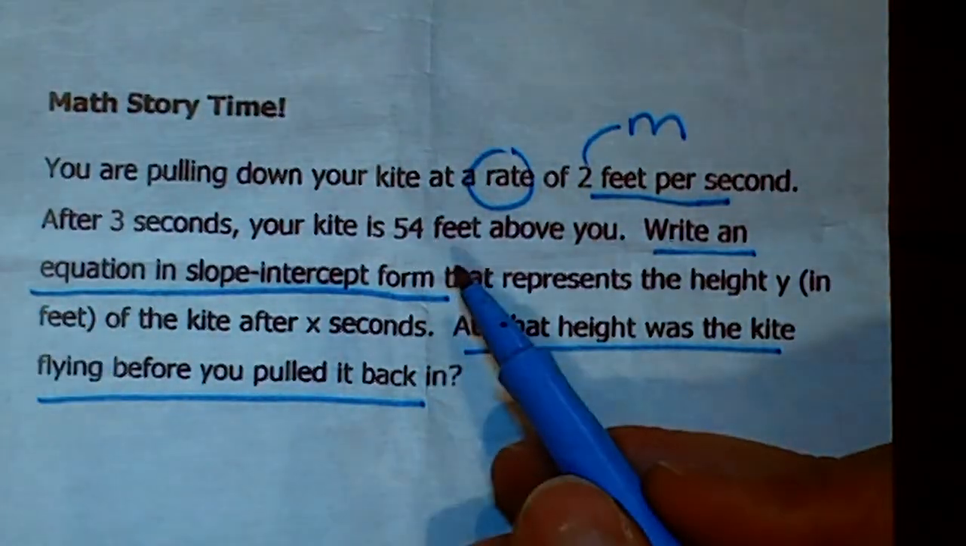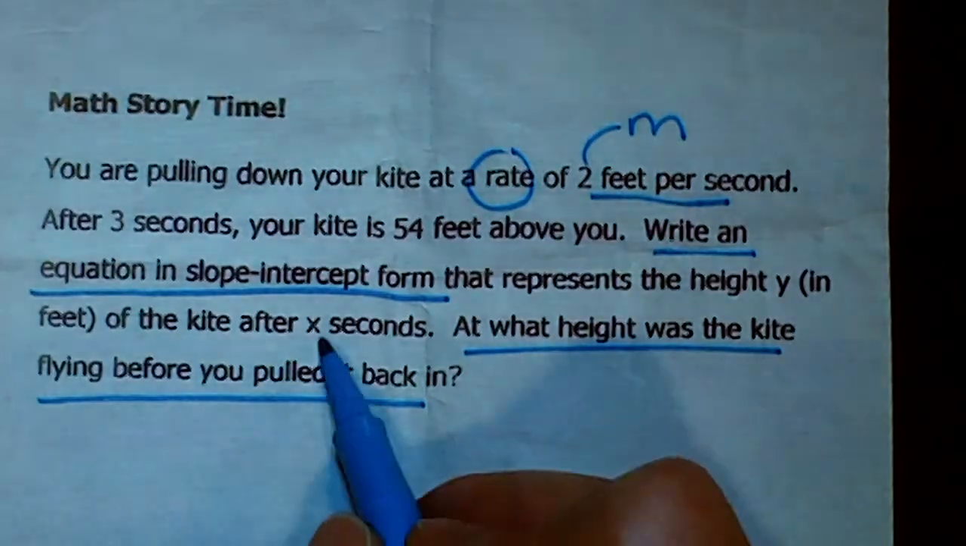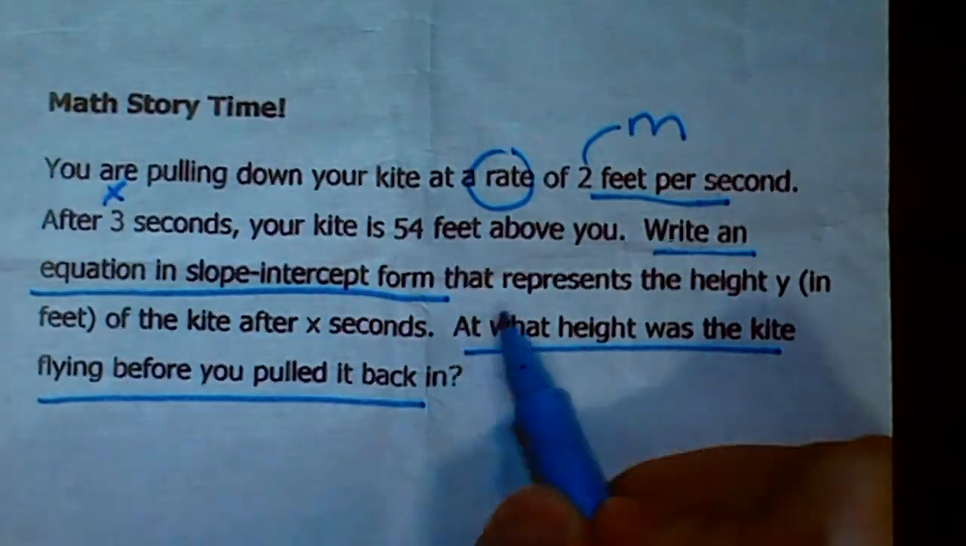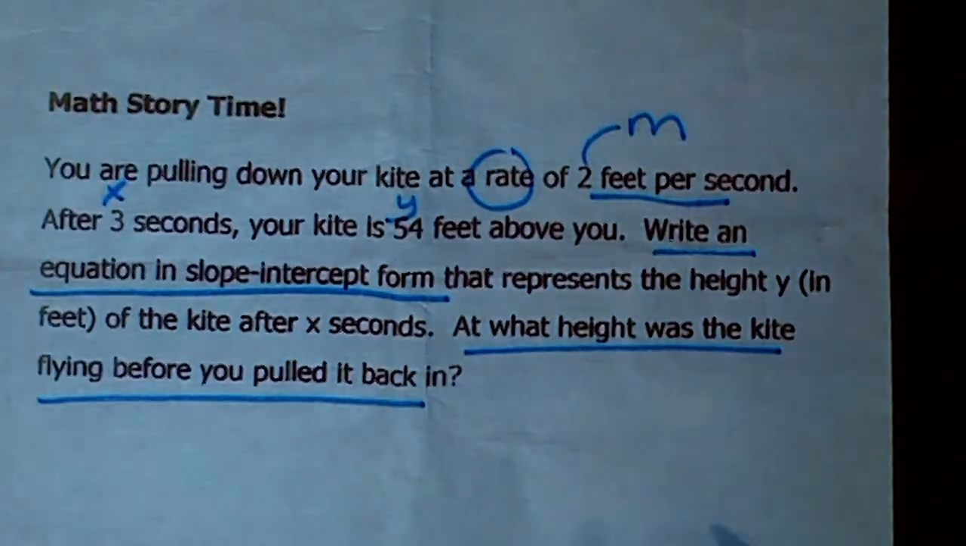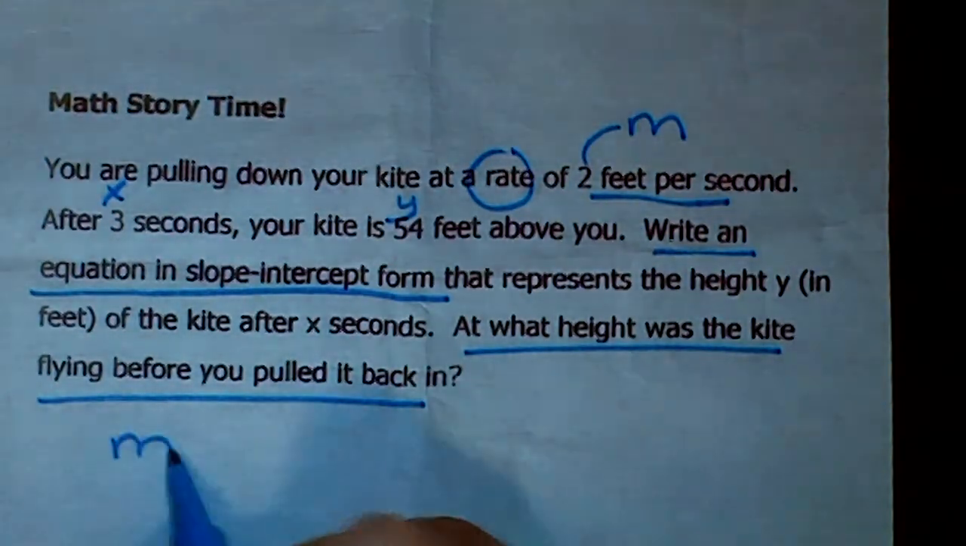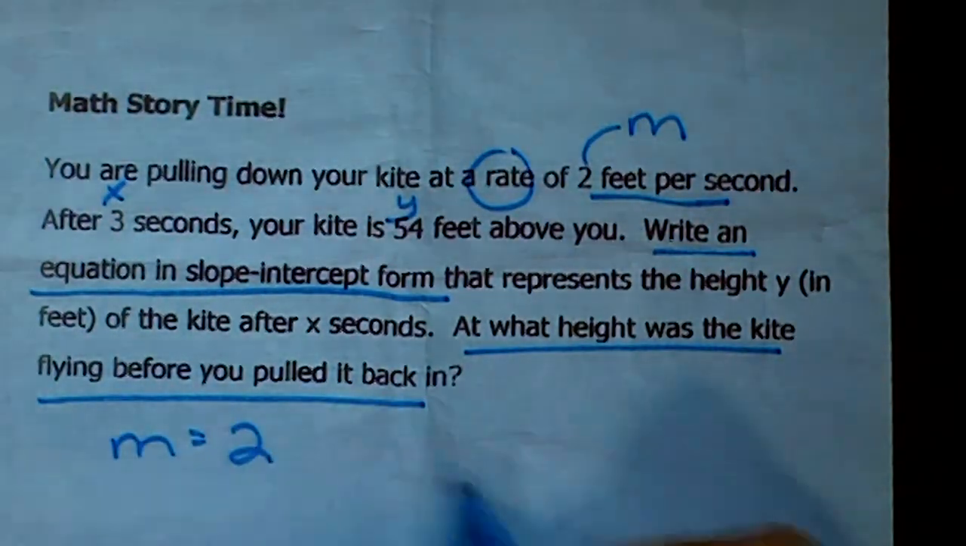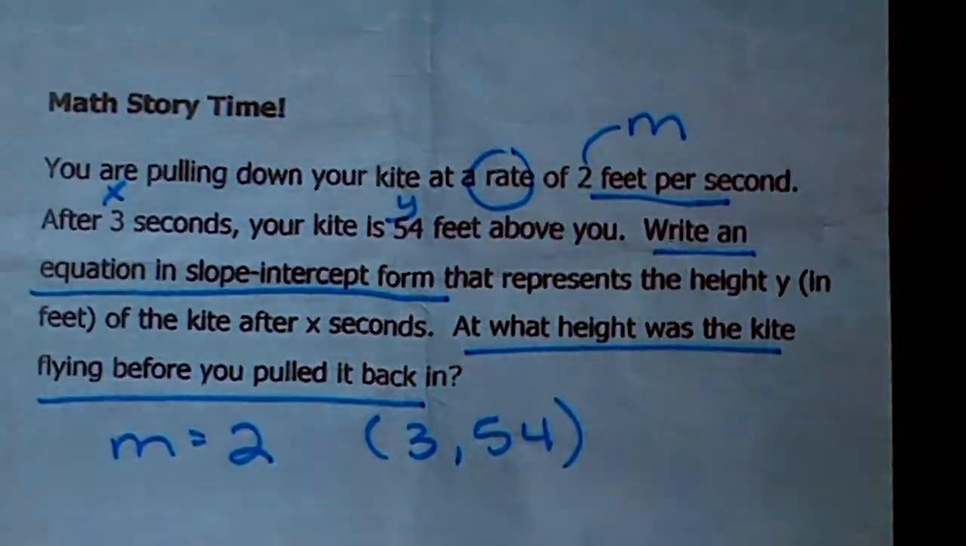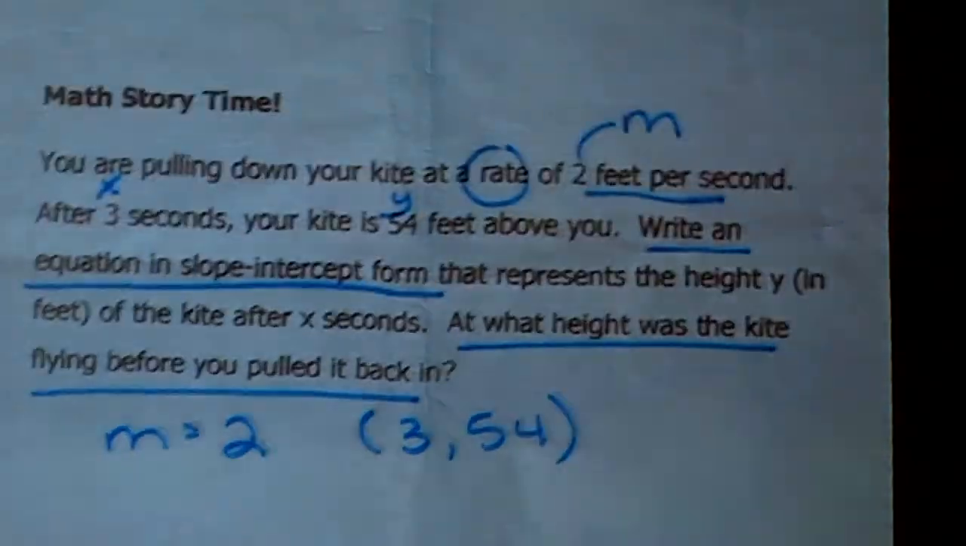You will after you see a bunch of these in class, but x represents the seconds, so you're given that when x is 3, the feet, which is y, is 54. So what you're given in this problem is that your slope is 2 and your ordered pair is (3, 54). So you're given the slope and a point, and you're asked to write an equation in slope-intercept form. This is just what we did in those last few examples.